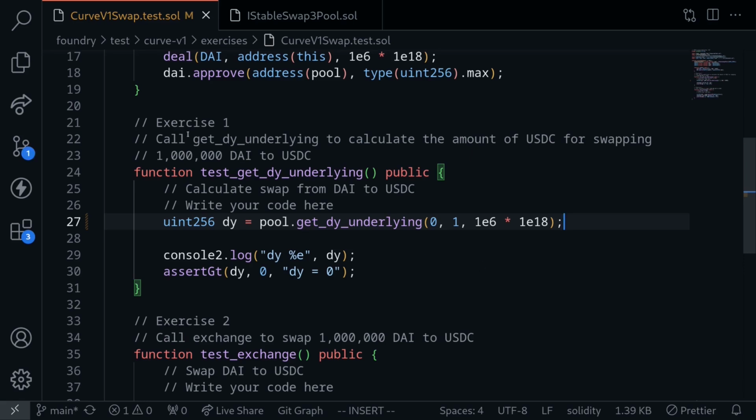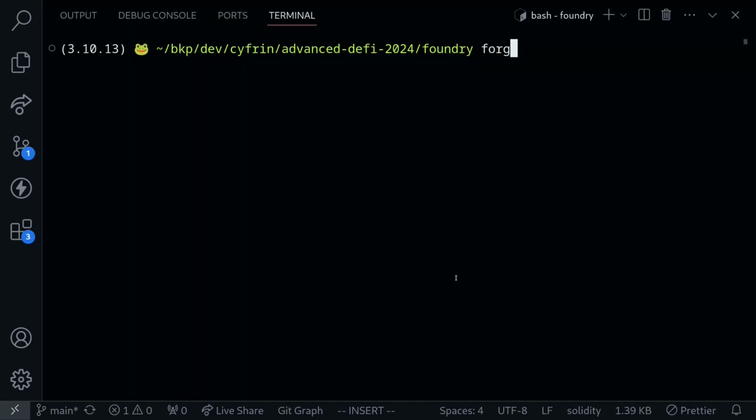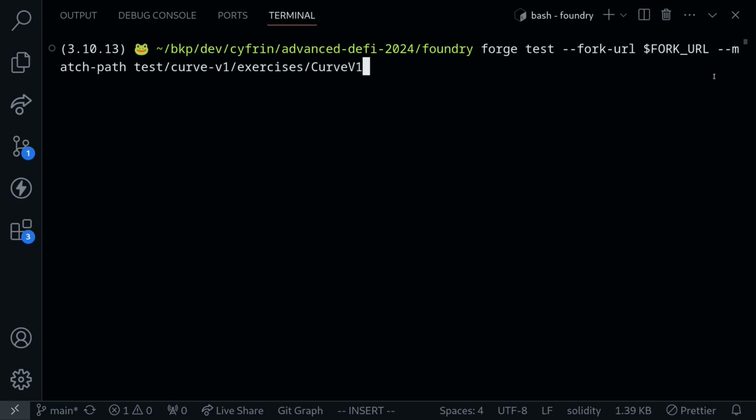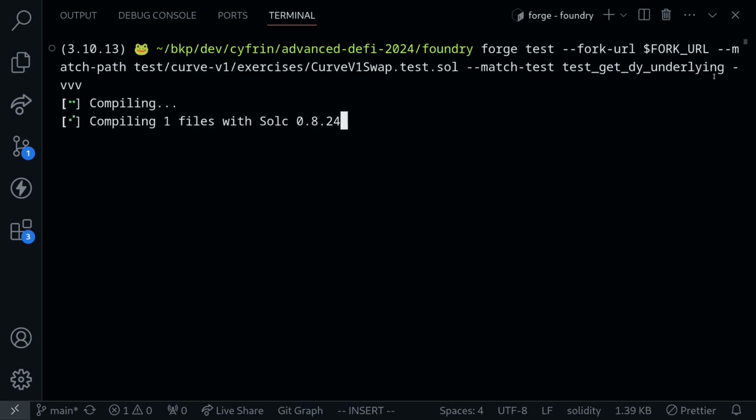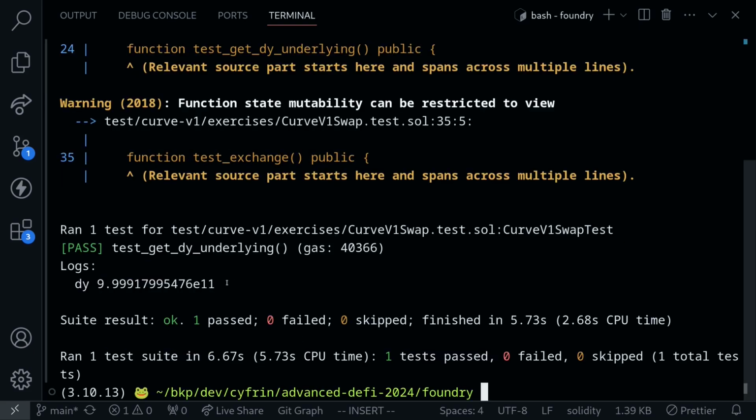Okay, and let's try executing exercise 1. Inside the terminal, I'll type forge test --fork-url. This is an environment variable that contains my RPC URL. And then we'll match on path, --match-path test/curve-v1/exercises/CurveV1Swap.test.sol. Furthermore, we'll also match on the test, --match-test test_get_dy, and then we'll print out the console logs with -vvv. Okay, the exercise passed. For putting in 1 million DAI, this is the amount of USDC that we'll get.